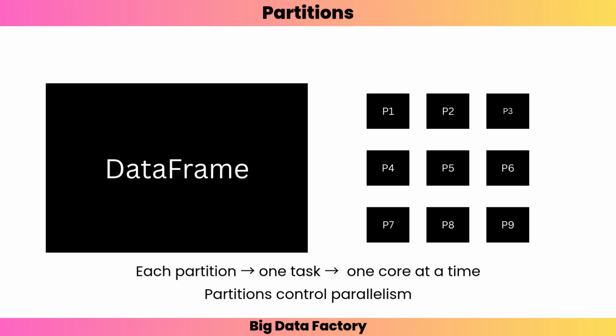On the other side, if you have 8 cores and 50,000 tiny partitions, now Spark is spending a lot of time managing tasks, doing scheduling overhead, and not actually doing useful work. So the goal is not as many partitions as possible, not as few partitions as possible, but the right number with the right data distribution.